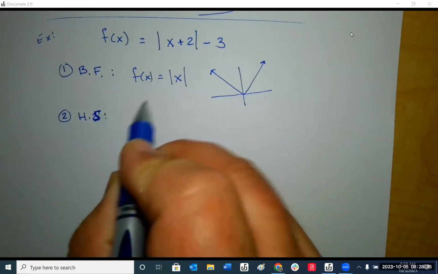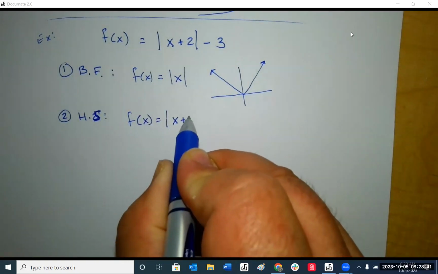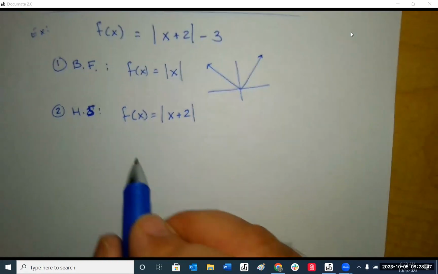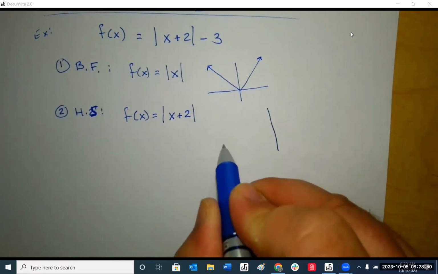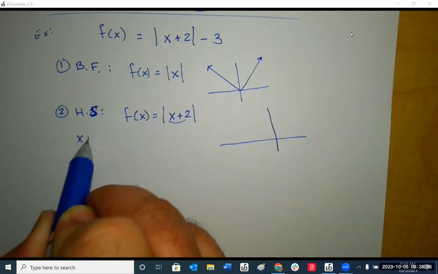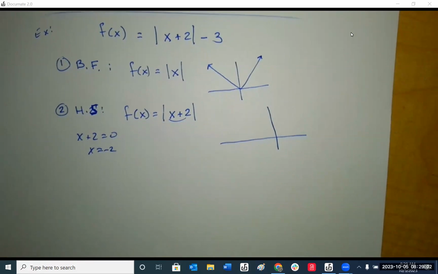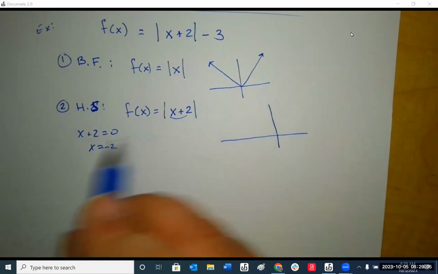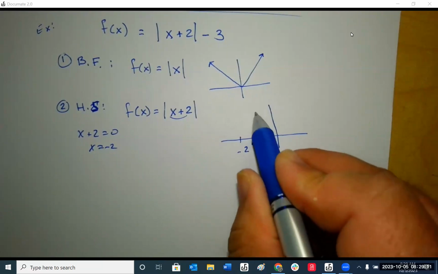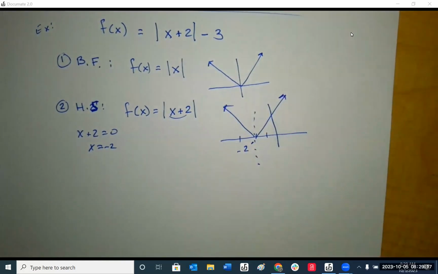Is there a horizontal shift? In other words, inside the function, is there anything added or subtracted to x? The horizontal shift is always the opposite way. It's to the left 2. Remember, whatever's inside the function, take it and set it equal to 0. Good thought. So we move it to the left 2 spaces. So our new origin is now here. So our graph shifted to the left 2 spaces.